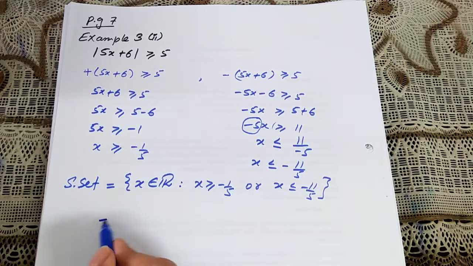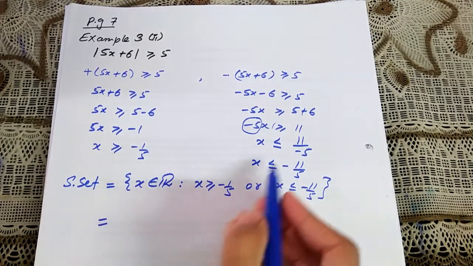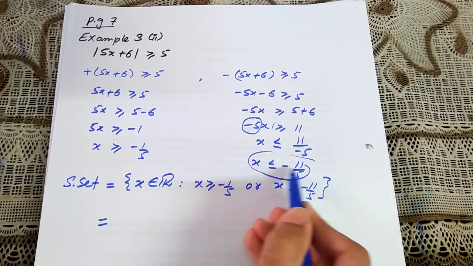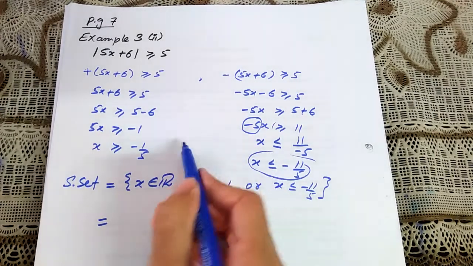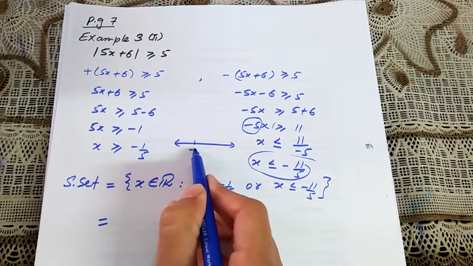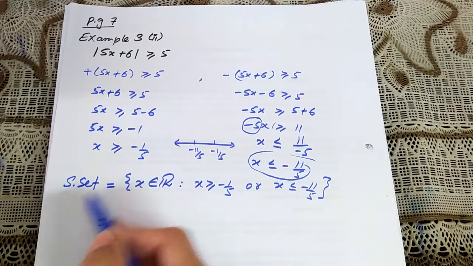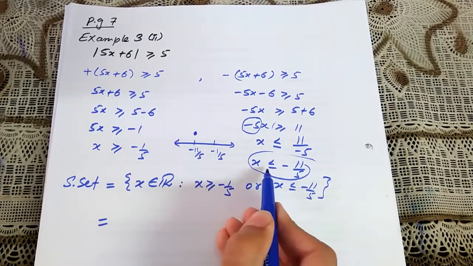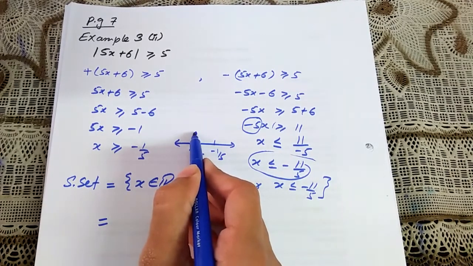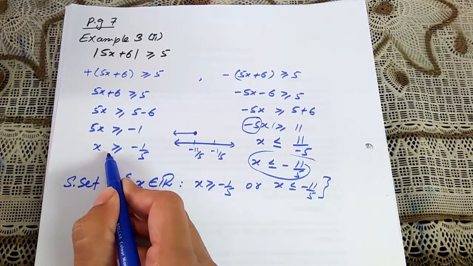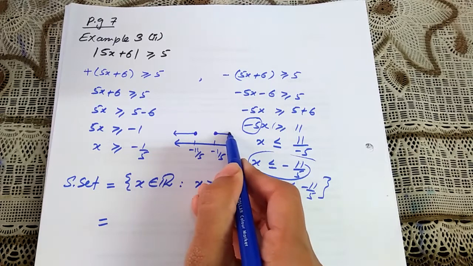Or we can also write it like, you see here, x is less than or equal to negative 11 over 5, or x is greater than or equal to minus 1 over 5. If you draw a number line, this will be minus 11 over 5 and this will be minus 1 over 5. So x is less than or equal to, the complete ball is on this side, and x is greater than or equal to minus 1 over 5, so it will be on this side.